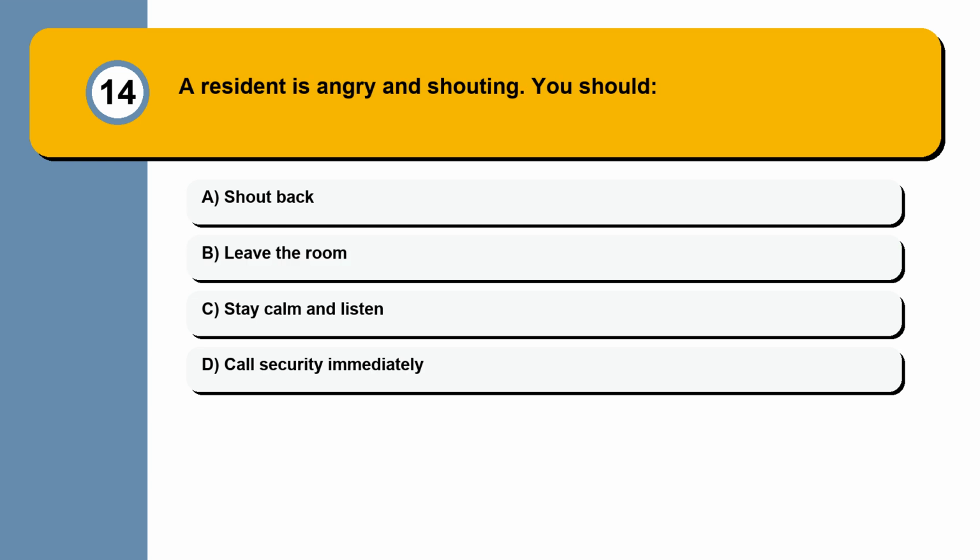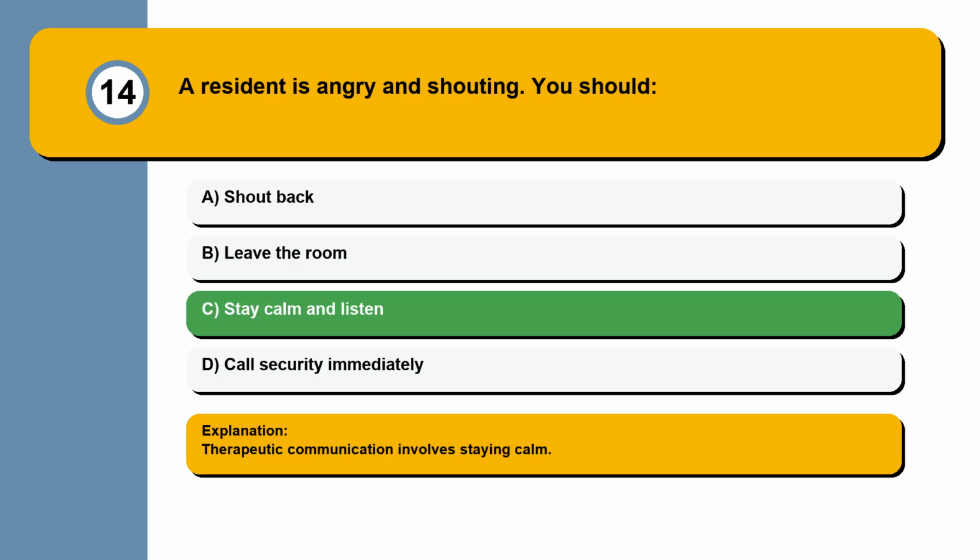Question 14. A resident is angry and shouting. You should shout back. Leave the room. Stay calm and listen. Call security immediately. Therapeutic communication involves staying calm.